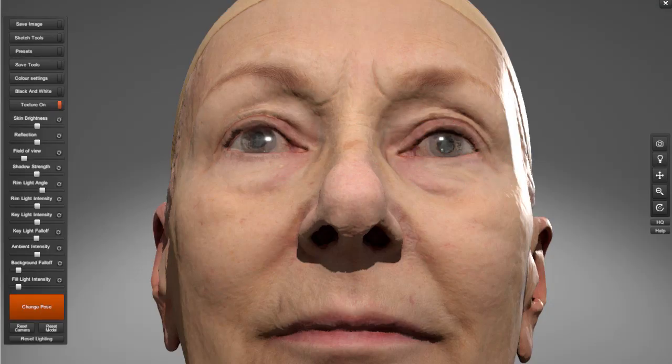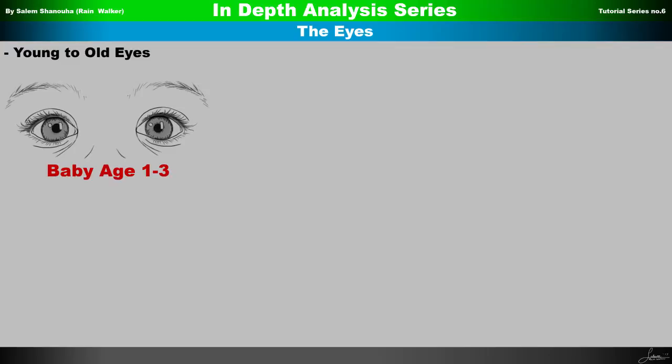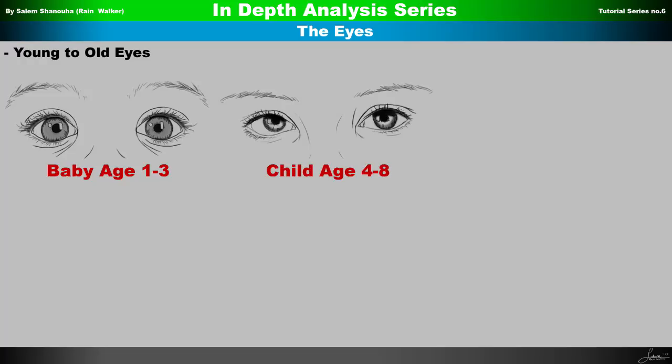So to see the full range, in babies age 1 to 3 years old, we will have almost completely round eyes. The shape of the eye is small due to the baby fat, but the iris will always be the same size from the baby age to old age, the size of the iris will not change. So it will look much bigger in babies than older people. You will also see very thin eyebrows and longer eyelashes.